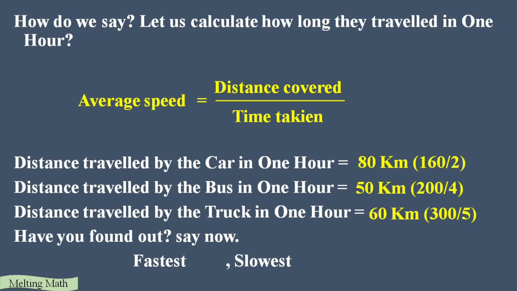By comparing these three, the fastest vehicle is the taxi at 80 km per hour, and the slowest vehicle is the bus at 50 km per hour. We can find it by using this formula. Just understand this formula: average speed is equal to distance traveled divided by time taken. Distance traveled is the distance taken by the vehicle to travel, and the time is the time taken by the vehicle to reach the place. So this formula is very important.